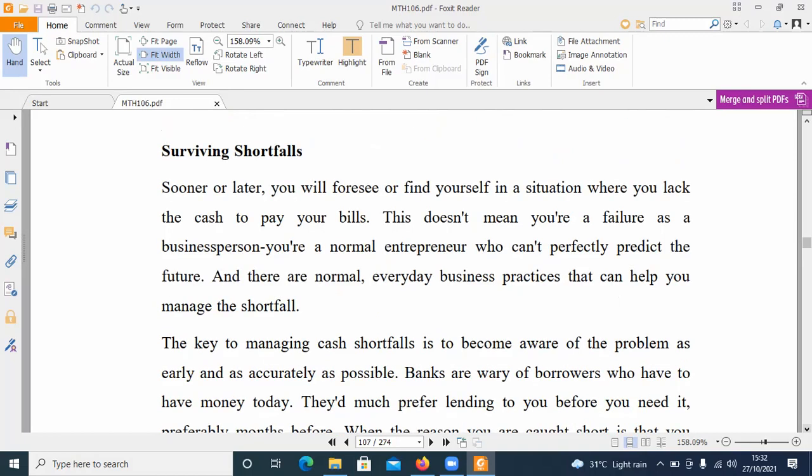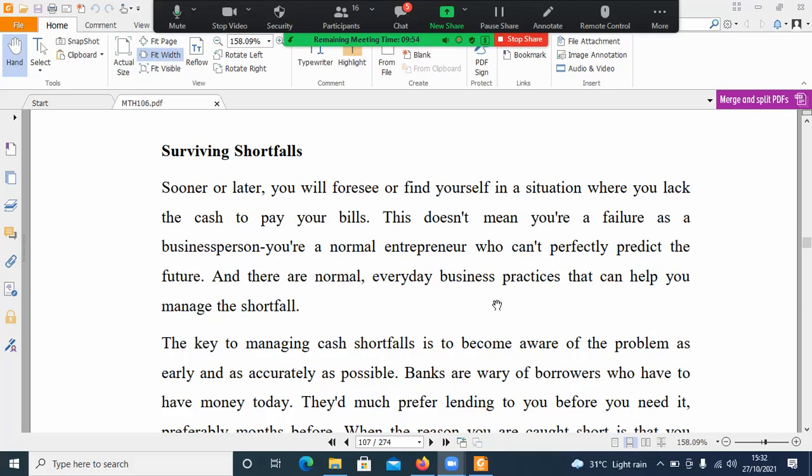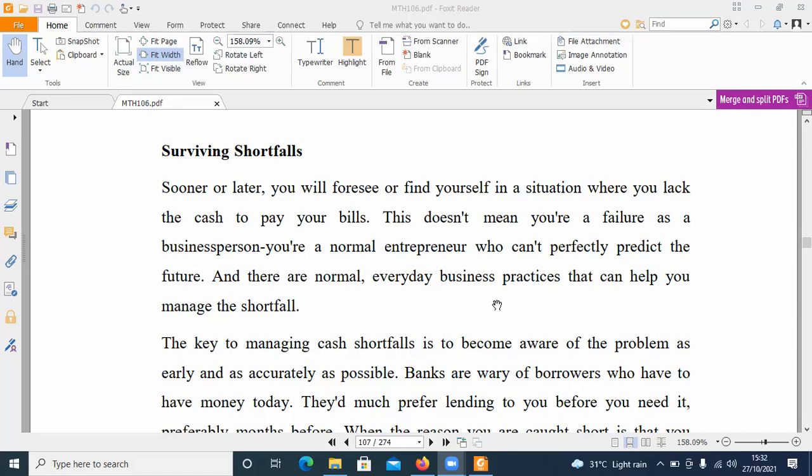So, surviving a shortfall. How can you survive a shortfall, maybe when the money that is coming in is short, or the money that is going out is not well dispensed? Sooner or later, you will find yourself in a situation where you lack the cash to pay your bills. This does not mean you are a failure. As a business person, you are a normal entrepreneur who cannot perfectly predict the future. And there are normal everyday business practices that can help you manage the shortfall.